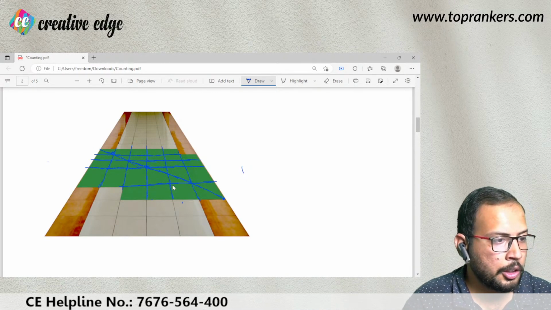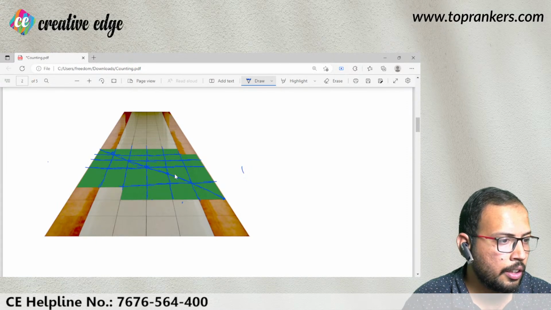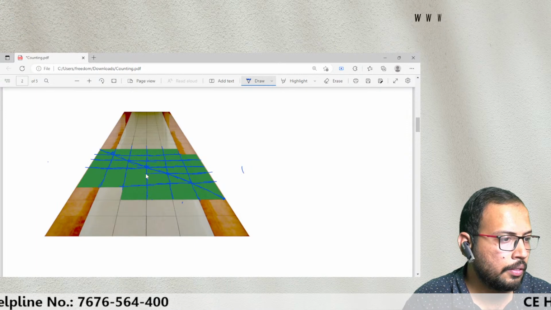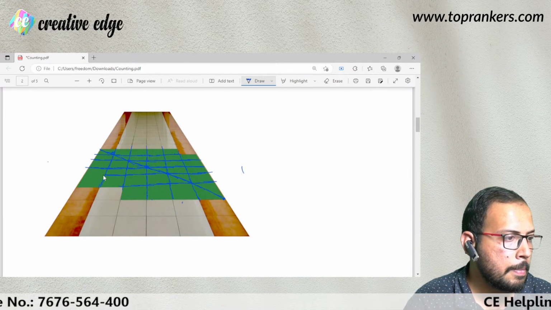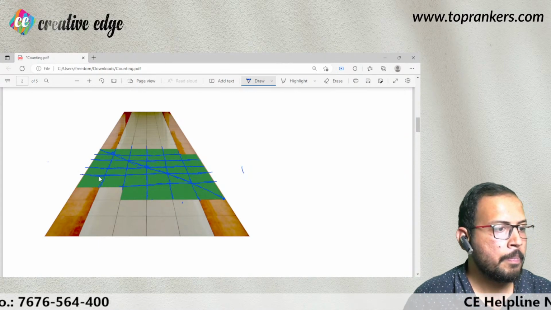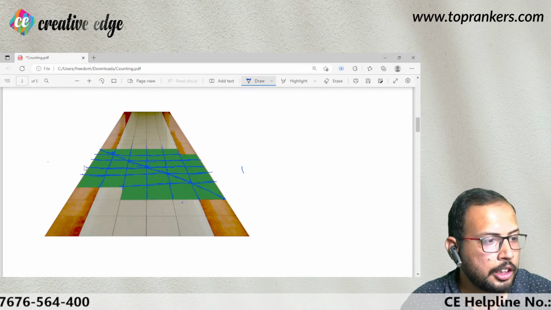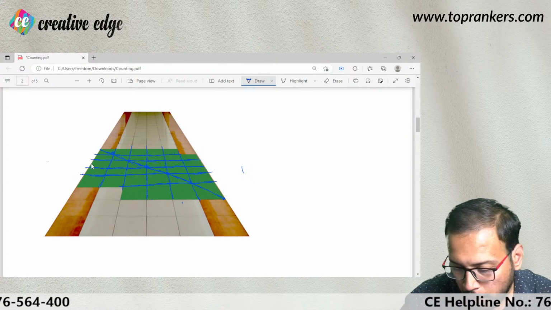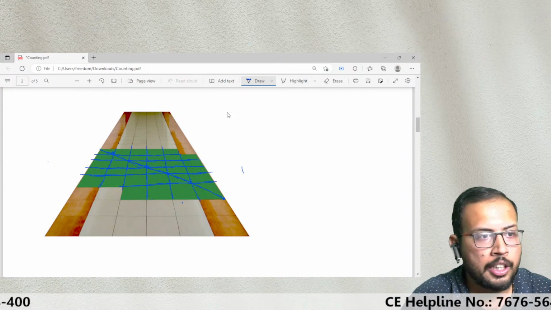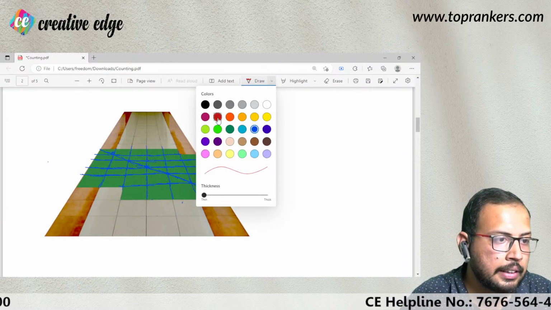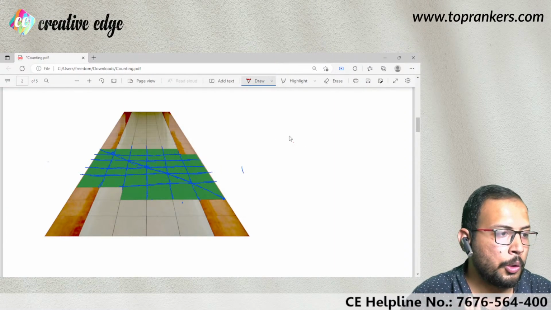Then let us come to this intersection line. This is my another line. So now I believe that everyone must have understood how many horizontal lines are there in this case. Now let us count the number of tiles in this particular question.